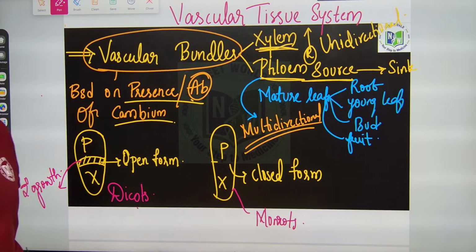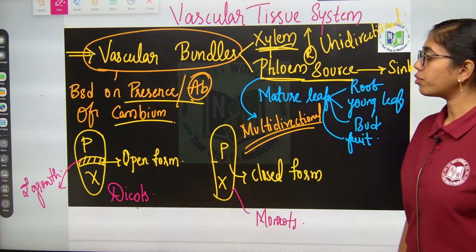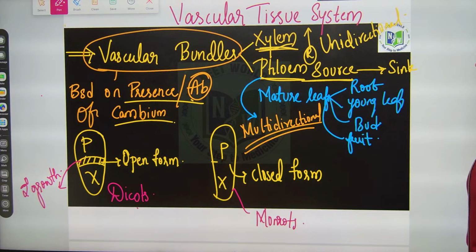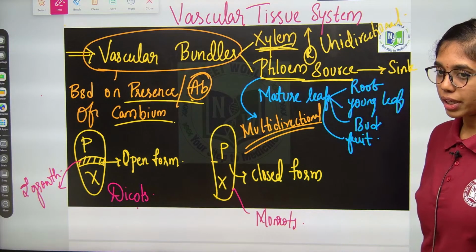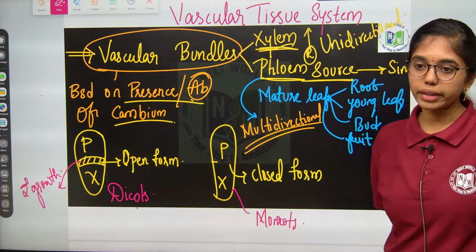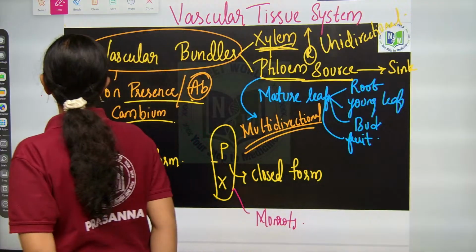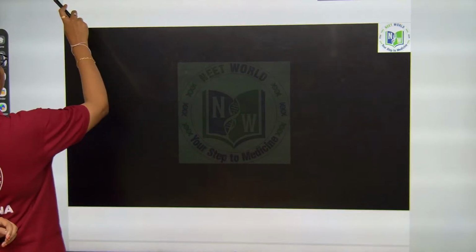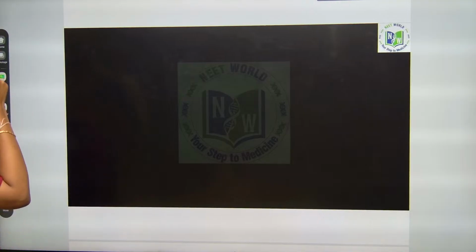Clear? First type is what? Based on the presence or absence of cambium, we have two types. One is open form of vascular bundle, second is closed form of vascular bundles. Open form is observed in dicotyledons, which will promote secondary growth. Closed form does not conduct any secondary growth. Clear, right? Next, based on the arrangement of xylem and phloem in the stellar region, we again have two types. Take down.